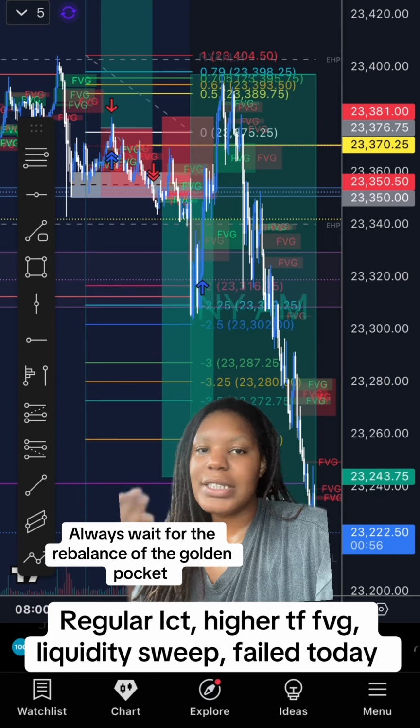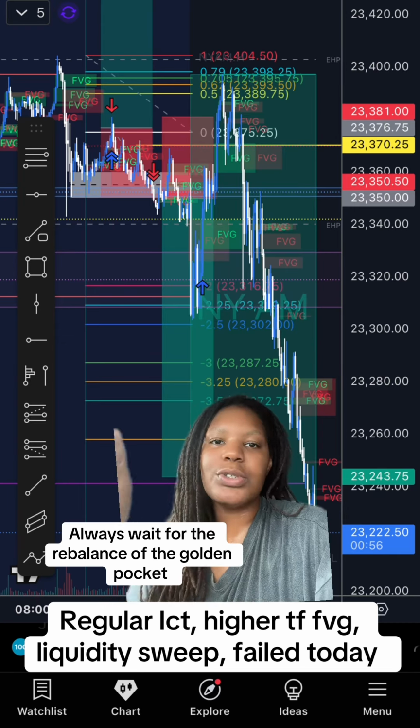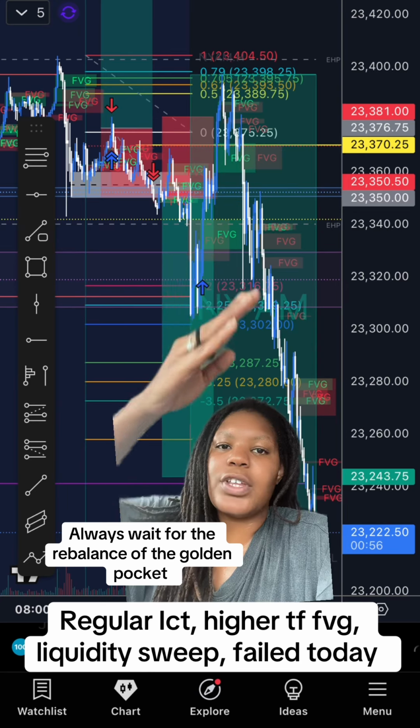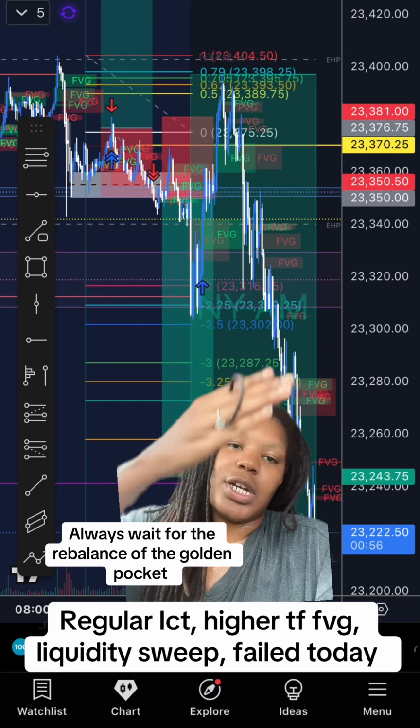And that's just why, with ICT regular concepts, I was losing. I was literally losing. And some people take smaller trades. So some people probably took this IFVG for a nice small little trade. But this was the trade I wanted.